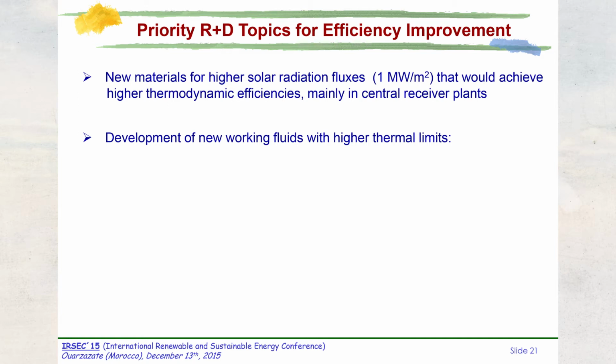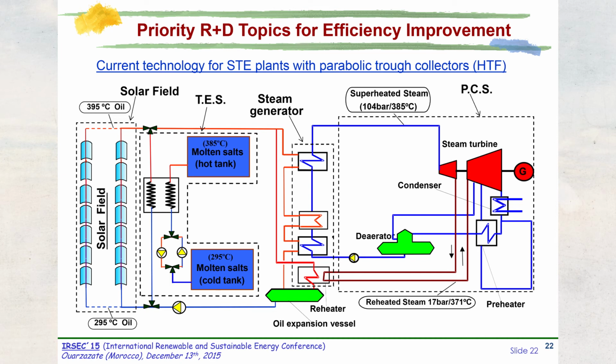Also, working fluids. You know that in Parabolic-Trough, the plant NOR1 we are going to visit in a couple of hours, the working fluid in the Parabolic-Trough collector is thermal oil. This is the standard technology nowadays for Parabolic-Trough. Here you can see the typical simplified scheme of a solar thermal electricity plant with Parabolic-Trough collectors.